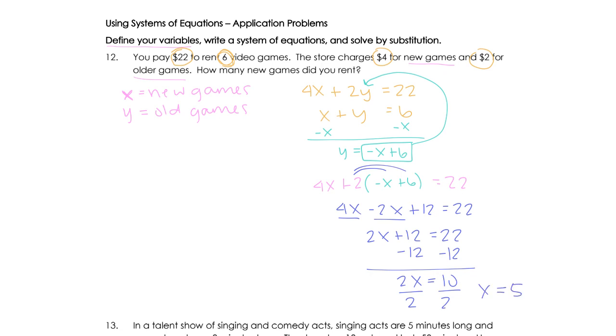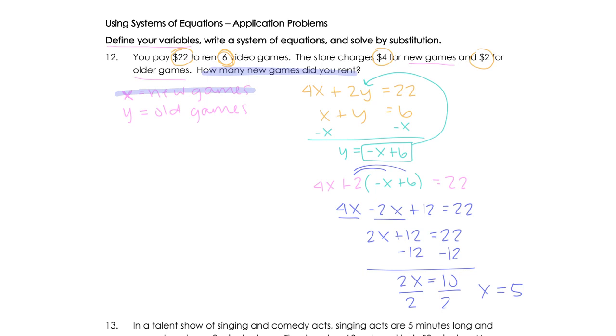Now, something that I would like to bring to your attention: your question only asks, how many new games did you rent? New games is x. So really, once you find x, you're actually done with this problem. If you pay attention to your word problems on your homework, you may catch that some of them you don't have to actually find the other variable.